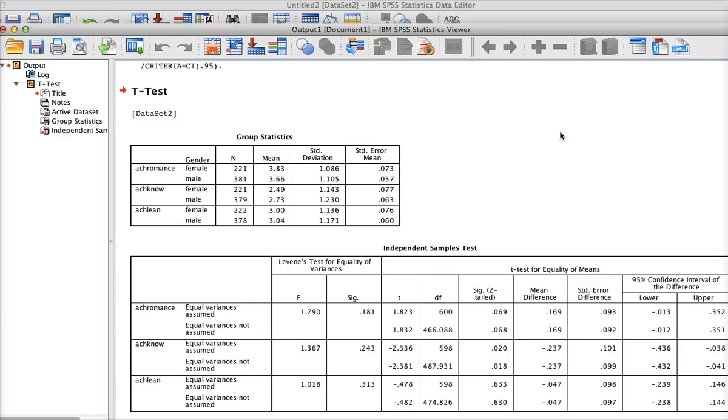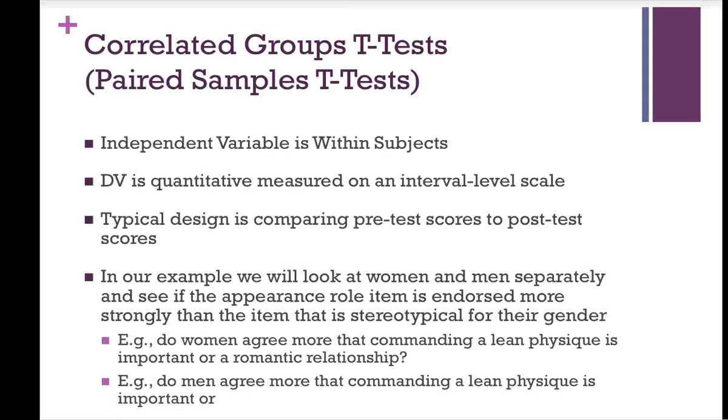Now what I want to do is talk about a correlated groups t-test. So I'm going to go back to my PowerPoint and talk about how we can do that in this same data set. Okay, for a correlated groups t-test using the same data set, or a paired samples t-test, your independent variable here needs to be within subjects. Again, the dependent variable is quantitative, measured on an interval level scale at least.